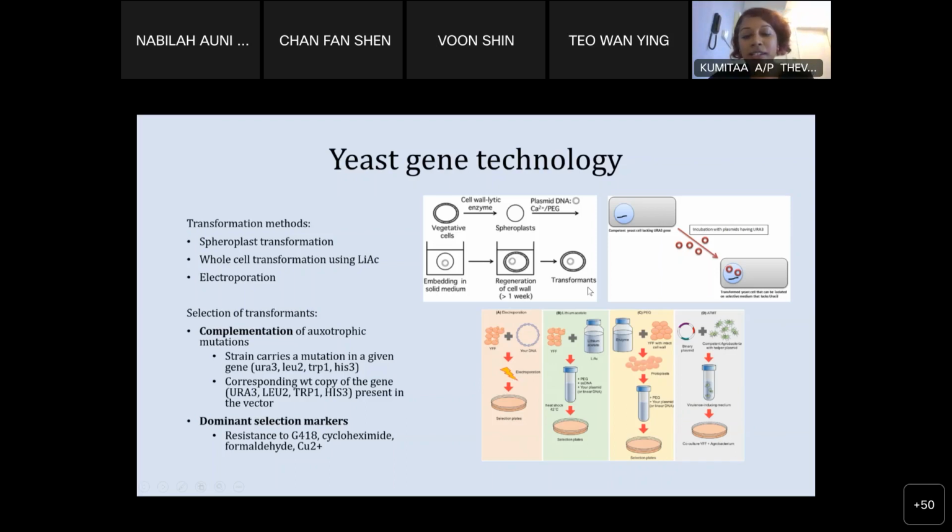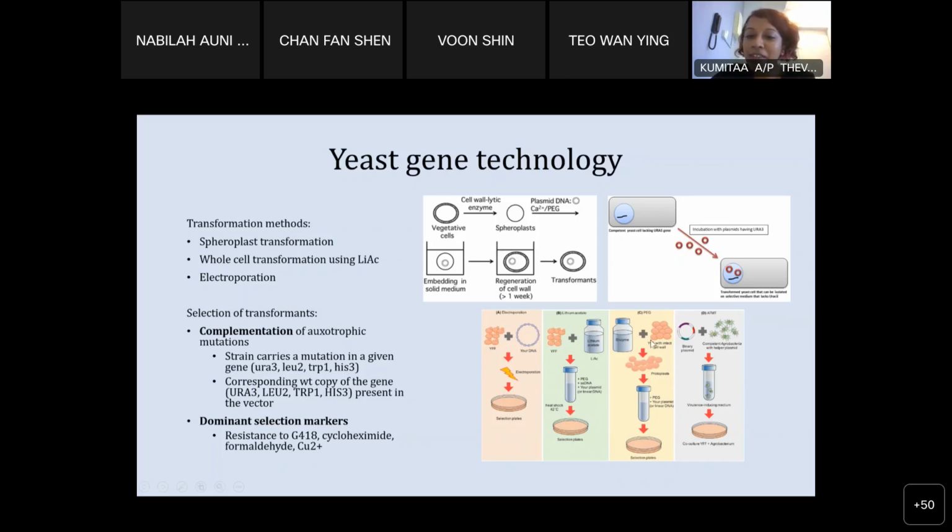With lithium acetate, it's your yeast, and then you add lithium acetate to it, and then you add PEG, your DNA, and your plasmid DNA. You heat shock it. So these are all, again, common methods, whether it's electroporation or heat shock, and then you plate it on a plate with a special selection media as well.